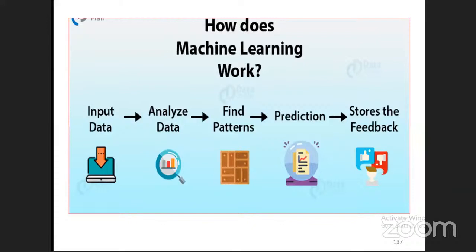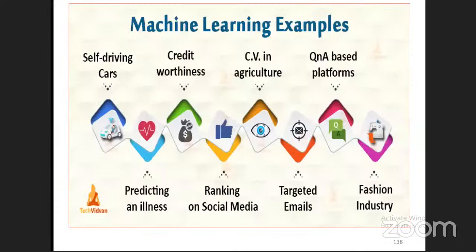Input, we are giving input, three kinds of data: structured data, unstructured data, semi-structured data to the system, analyze data, find patterns, prediction, store the feedback. Then machine learning example, self-driving cars. These days we are using self-driving cars, especially Google started this R&D, research and development. Okay, and predicting an illness, credit worthiness, ranking on social media, computer vision, agriculture, targeted emails, and quality and assurance based platforms, fashion industry, etc.